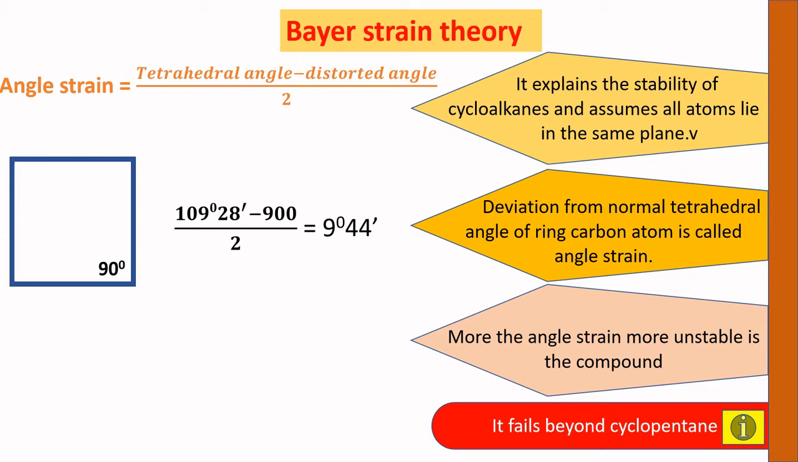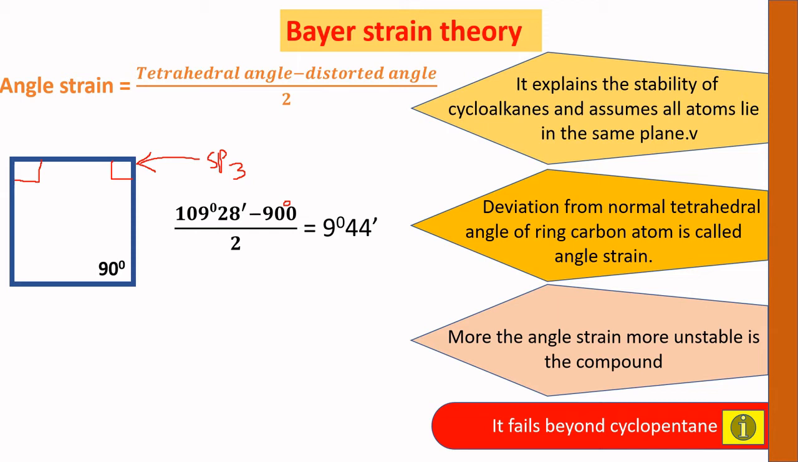This is a cyclobutane, right? In cyclobutane, any bond, any carbon atom here is an sp3 carbon atom. Whatever carbon atom is here is sp3. So this bond angle is 90 degree. All the bonds are 90 degree, but you know the tetrahedral bond angle is 109 degree 28 minute, right? So basically this is 90 degree.